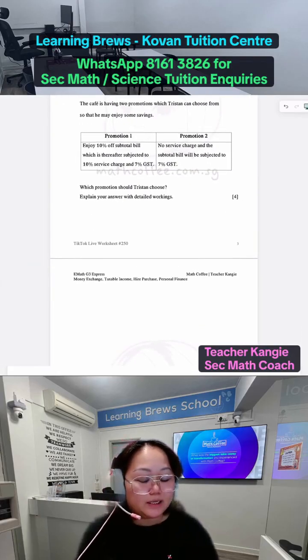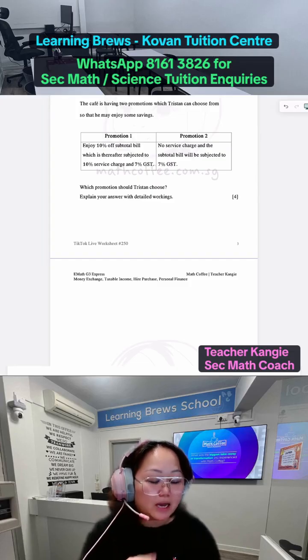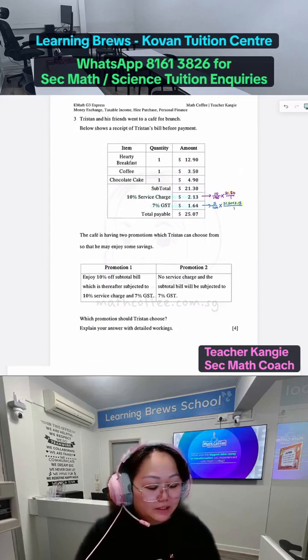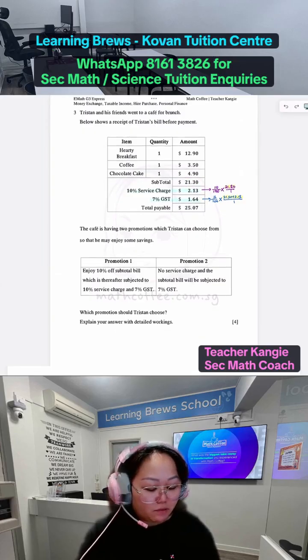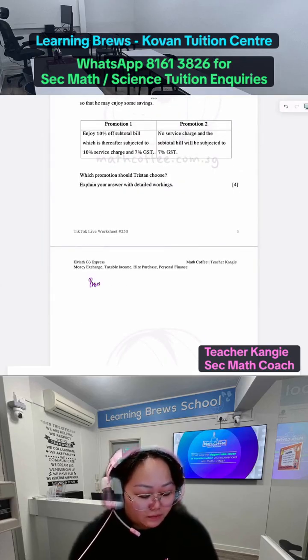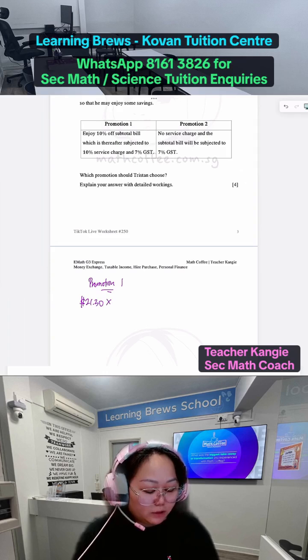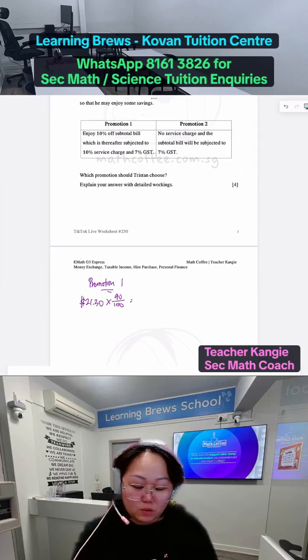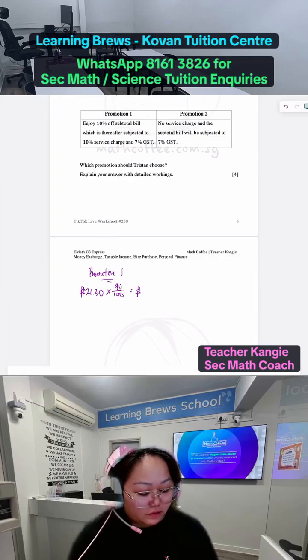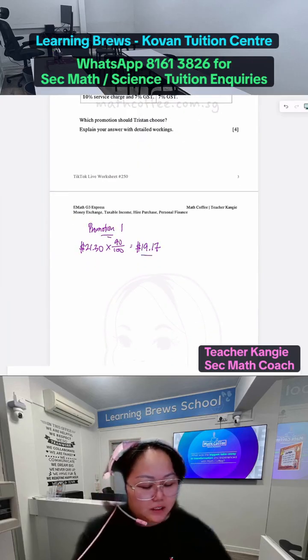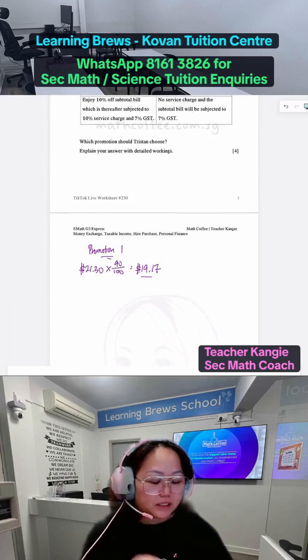So based on promotion 1, they say enjoy 10% off the subtotal. After that, they calculate the service charge. So that means I need to take this $21.30 as the reference. So promotion 1: 21.30, because they give me 10% discount, I'm going to just multiply it by 90%. So 21.30 multiplied by 90%. That means they give me a discount, and the food items now become $19.17. So this is after the 10%. Then after that, I'm going to calculate the 10% service charge and 7% GST.